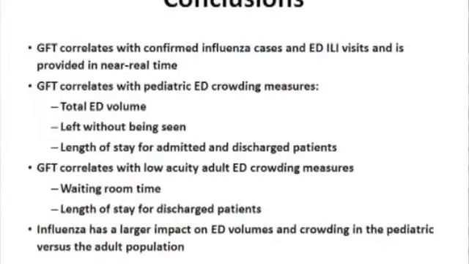Overall, I think we can say that Google Flu Trends, even down to the city level, correlates well with confirmed influenza cases and ED-ILI visits in near real time. It also has strong correlations with pediatric crowding measures and some minor correlations with adult lower acuity crowding. And overall, this is part of the broader question of how we are using surveillance. What are we doing with it? How can we affect change and use this to improve overall health?